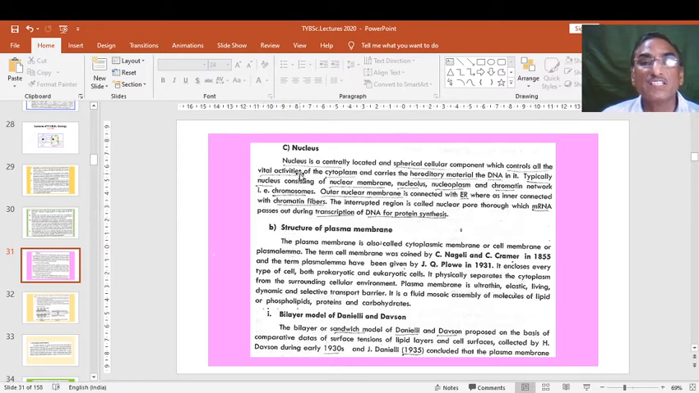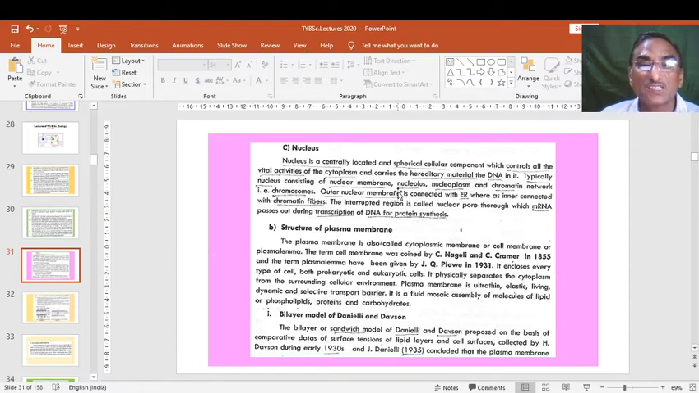Now we will see the nucleus, the central part in which the nucleolus is there. The nucleus is the central body of each cell, particularly the eukaryotic cell, and controls the activities of the cell. The nucleus is also located in the center of spherical cells, controls all vital activities of the cytoplasm, and carries the hereditary material, that is DNA, in it.